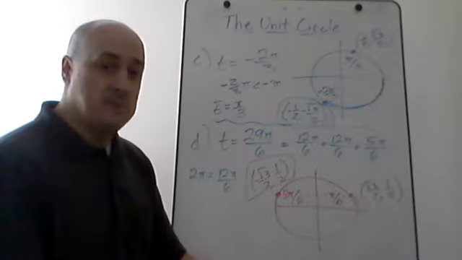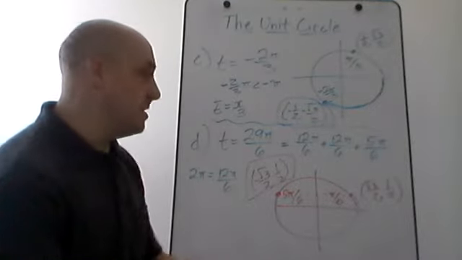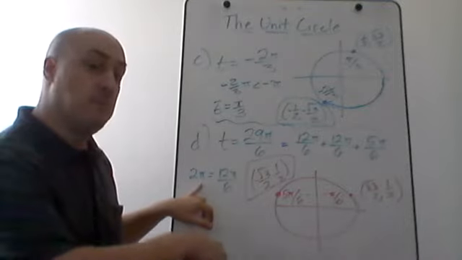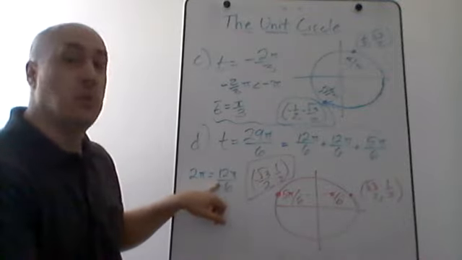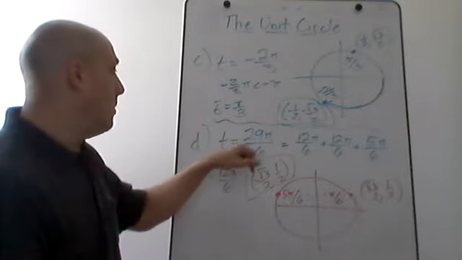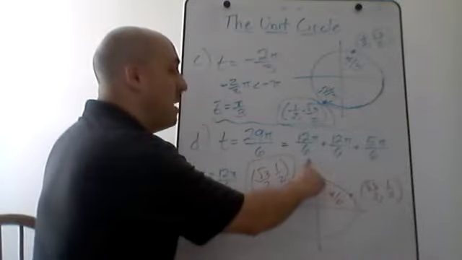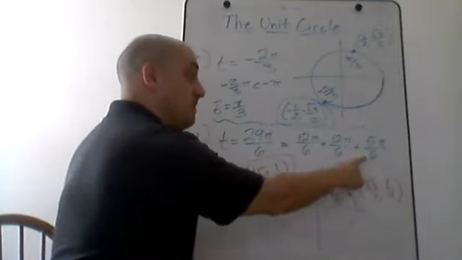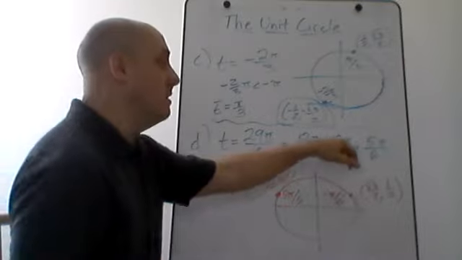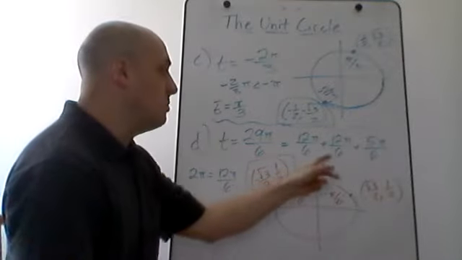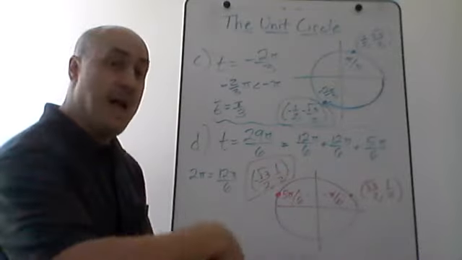Now 29 pi over 6, 29 is a pretty big number compared to 6. So what I broke this down to, 2 pi, remember 2 pi is one full lap around the circle. 2 pi is the same as 12 pi over 6, right? 12 over 6 equals 2. So 29 pi over 6, that's 12 pi over 6 plus another 12 pi over 6 plus 5 pi over 6, right? 12 and 12 is 24. 24 plus 5 gives me that 29. So both of these 12 pi over 6 represent full laps around the circle.